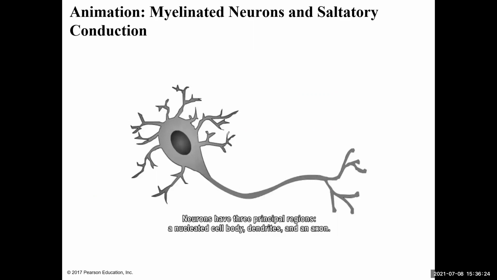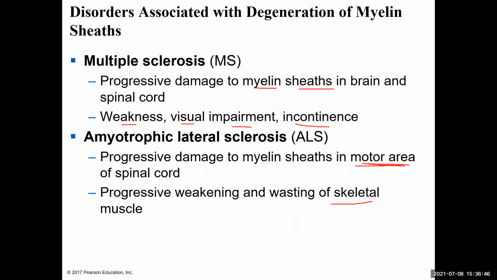Okay. And so we'll look at this animation that covers a lot of what we've mentioned already. And then that'll be it for this video. And then we'll go into the transformation of information from a neuron to a target cell.